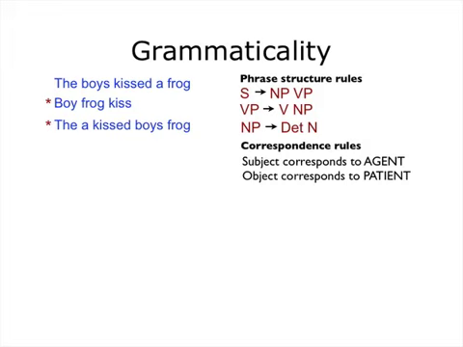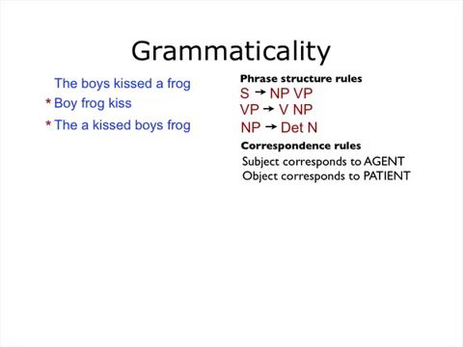The kissed boy's frog just doesn't follow the phrase structure rules at all, right? And the boy frog kiss also doesn't, right? Because these phrase structure rules say the only possibilities for a noun phrase are determiner and noun. If you're missing the determiner, forget it. And this is not the right rule, obviously, but the rule is more complicated than that because you don't always need determiners. But in this case, you do.